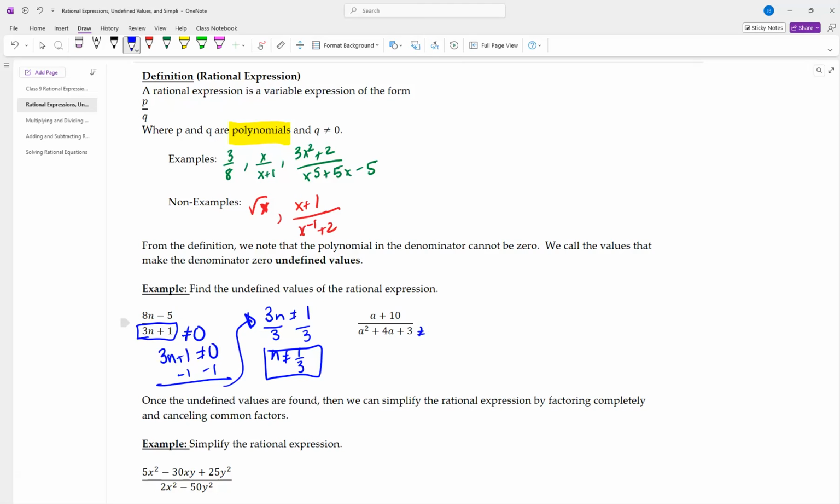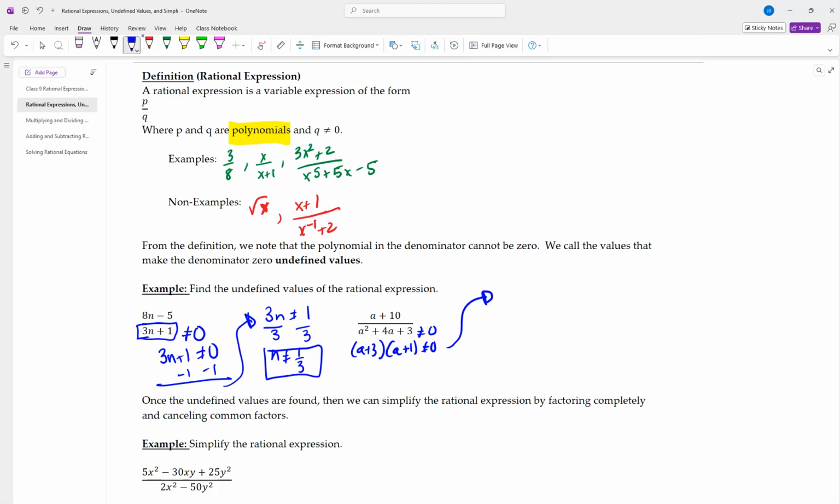We need to make sure that the denominator there is not 0, but that looks familiar to me. How do I solve that thing? I can use the quadratic formula, we have that in our arsenal. Otherwise, I do have another favorite F word in math, factor. If I factor this, this would be a plus 3, a plus 1 cannot be 0. And then I would solve it using the zero product property.